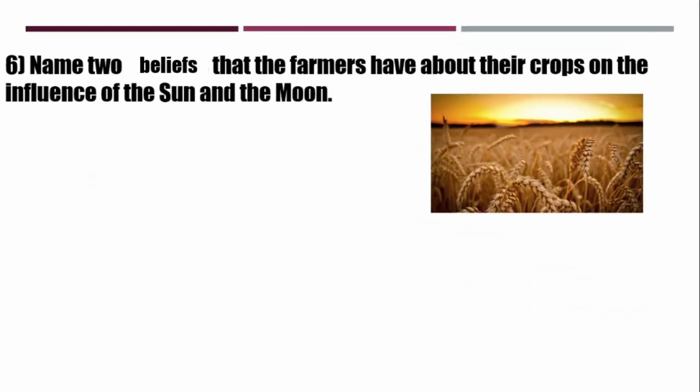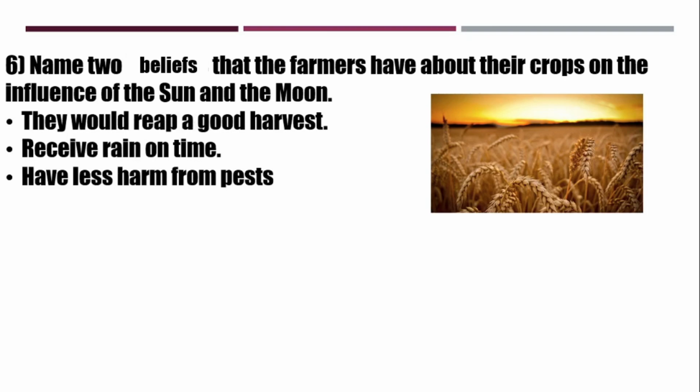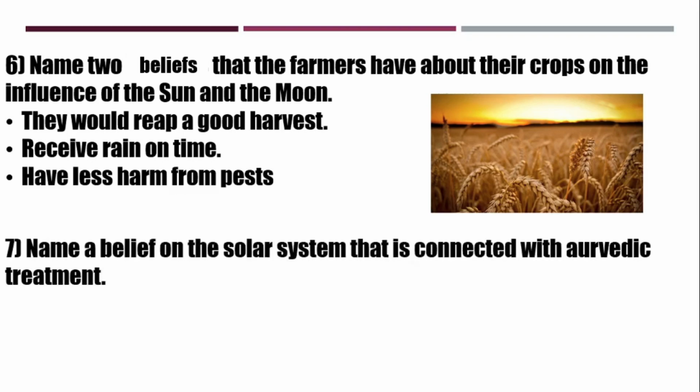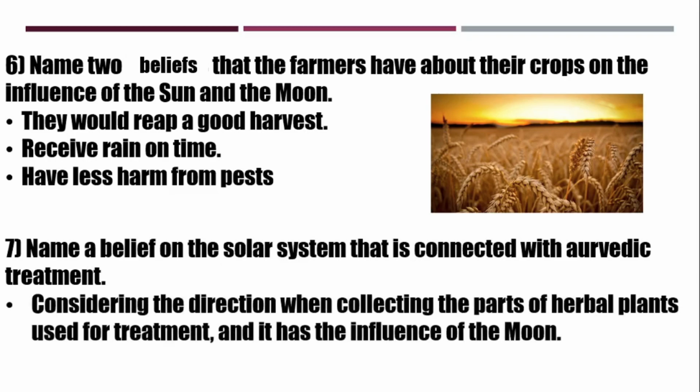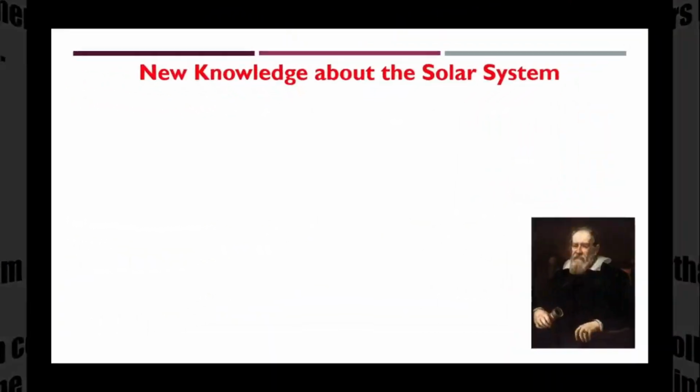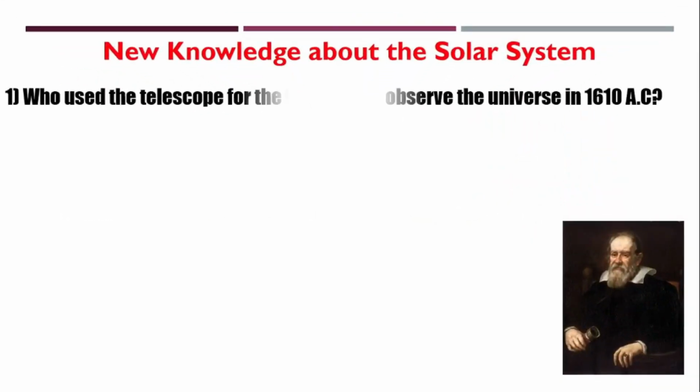Name 2 beliefs that the farmers have about their crops on the influence of the Sun and the Moon. They would reap a good harvest, receive rain on time, have less harm from pests. Name a belief on the solar system that is connected with Ayurvedic treatment. Considering the direction when collecting the parts of herbal plants used for treatment, and it has the influence of the moon. New knowledge about the solar system.